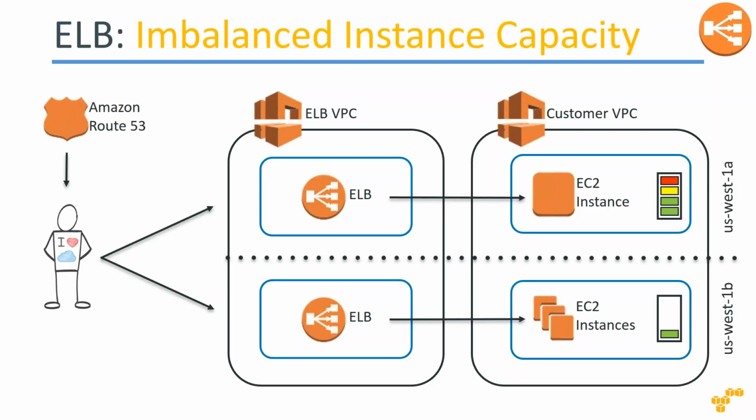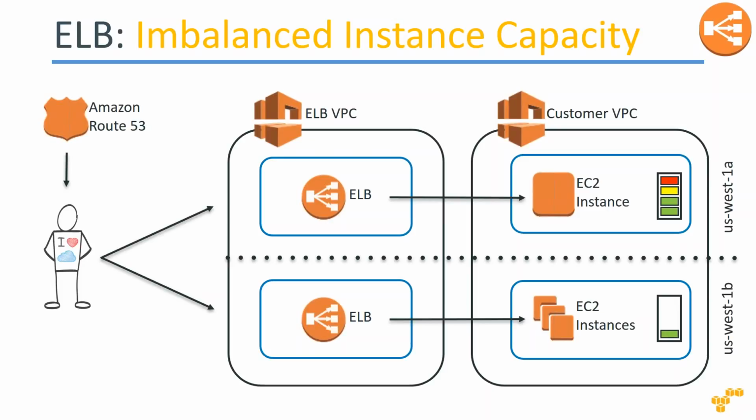This is another scenario where there is an imbalanced instance capacity. In this case, US West 1A has a bigger instance, like the best configuration that you can get, whereas US West 1B has 3 different instances of smaller configuration. So naturally the bigger instance is sent more traffic and the smaller instances are sent less traffic. You can configure it in this way also, so that your cost management is proportional to the type of the instance that you have created.